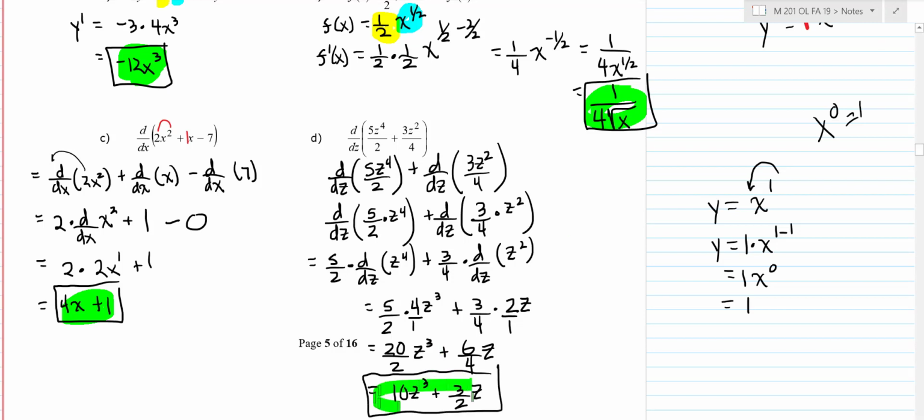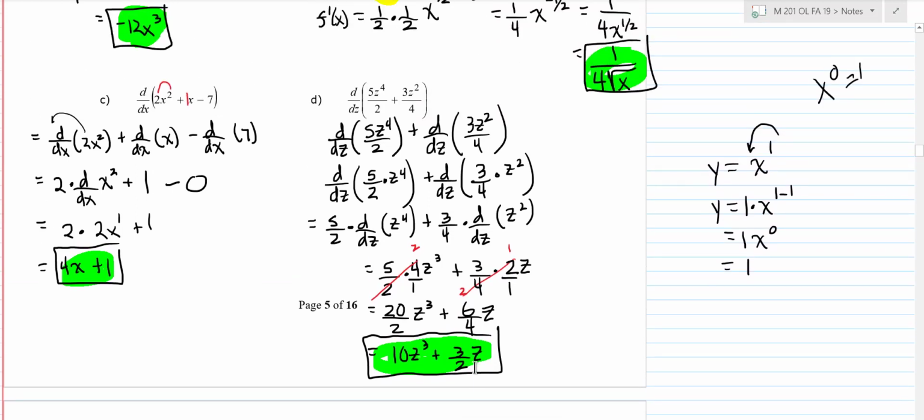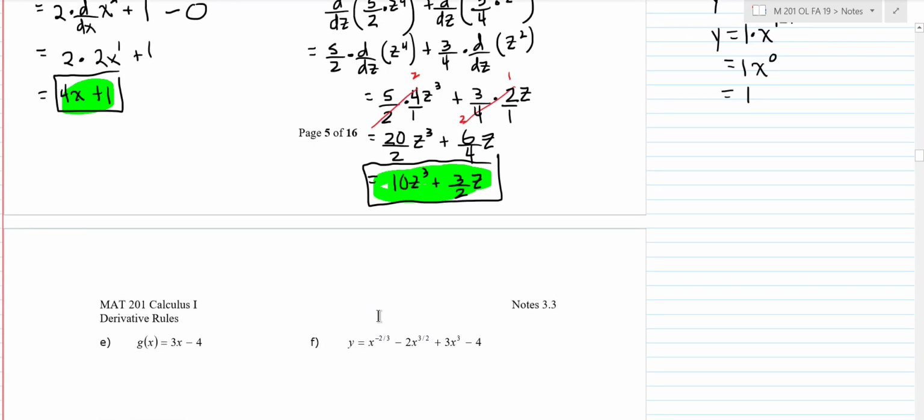A couple of things you could have done differently here. Of course, you can do this. 4 over 2 is 2. 2 times 5 is 10. 2/4 is a half, so that gives you 3/2. You can reduce before you multiply out like that. So that would be the idea of how you're using these properties to figure out that derivative. We have the basic derivative rules, but we're going to build on that, and the derivatives are going to get a little more complicated as we go.